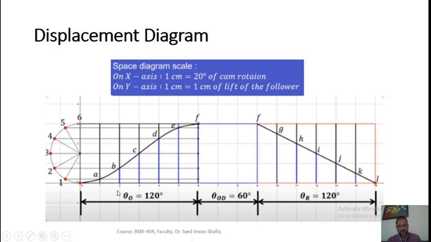On the x-axis, 1 centimeter signifies 20 degrees of cam rotation, and on the y-axis, 1 centimeter signifies 1 centimeter of the lift of the follower. As given in the problem, there is an outstroke of 120 degrees, and 1 centimeter is equal to 20 degrees, so 120 degrees will be 6 centimeters. So this portion signifies the outward stroke.